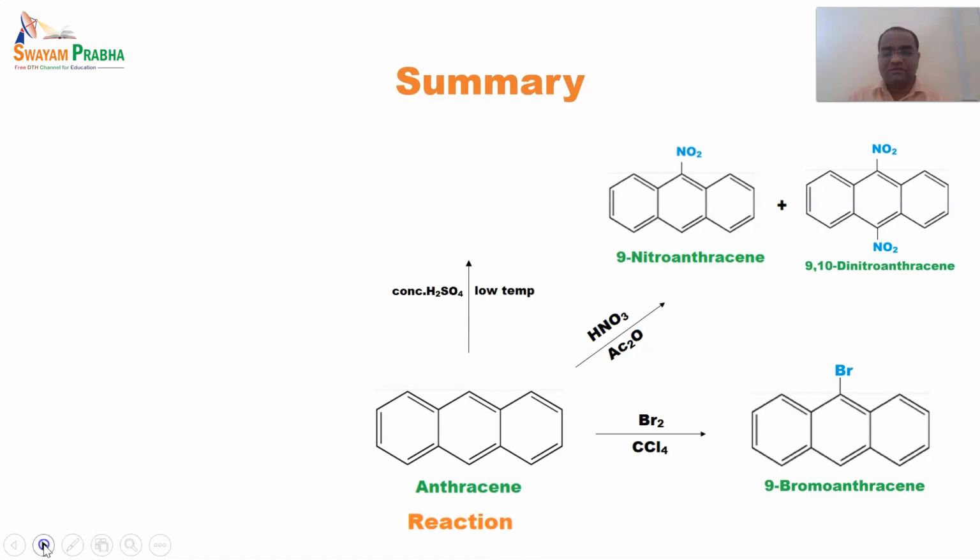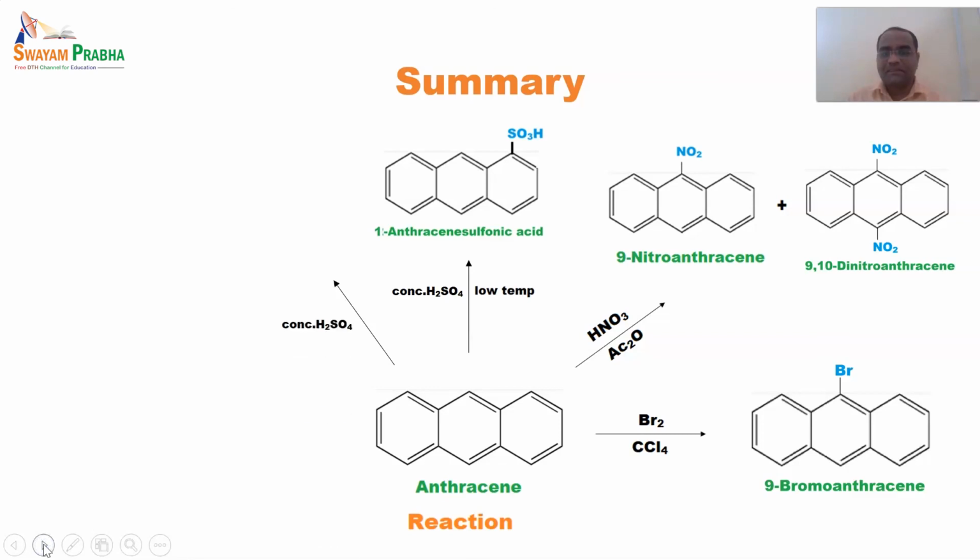After that, we have seen sulfonation. So sulfonation is done at different temperatures. At low temperature, we get an alpha product, that is 1-anthracene sulfonic acid, and when it is carried out at a high temperature, we get 2-anthracene sulfonic acid. It is nothing but a beta product.